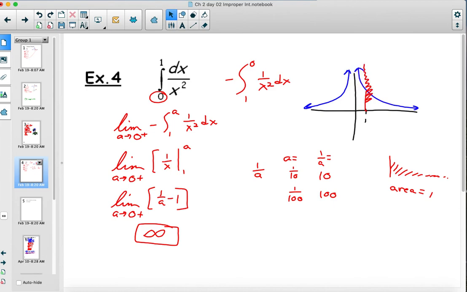this area over here is infinite, yet this area was equal to 1. So this concept of looking at values and limits is going to be really helpful if you understand this thoroughly when you start studying series. Let's look at one last example.